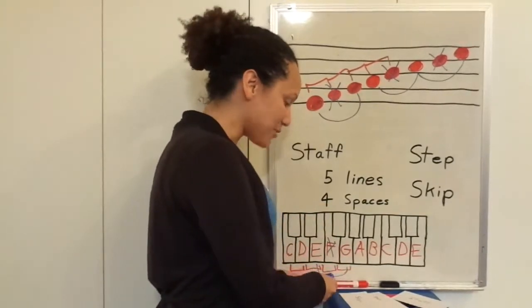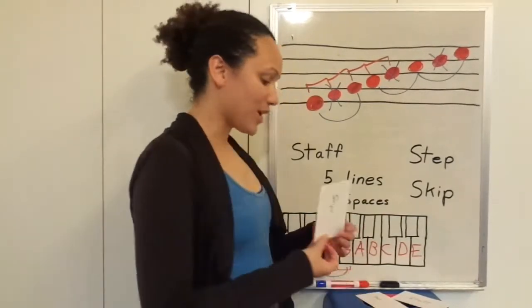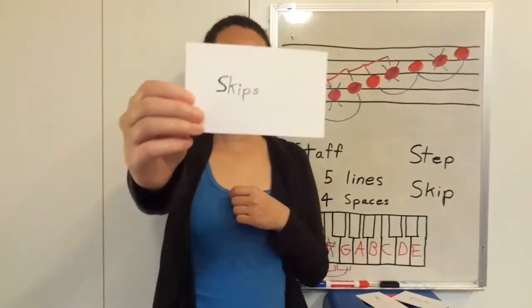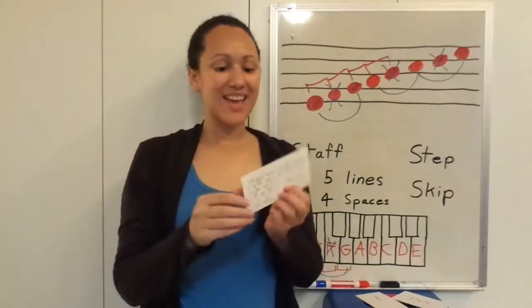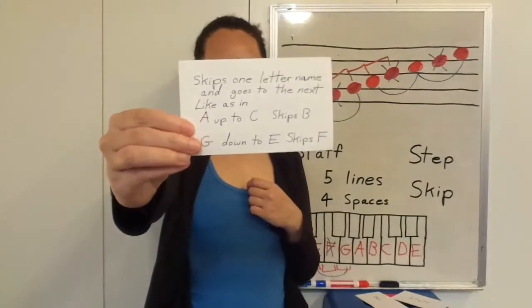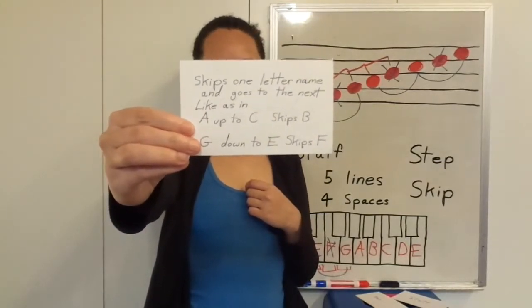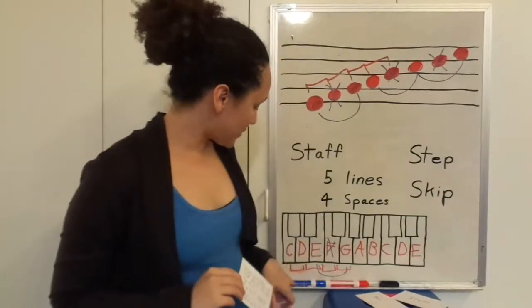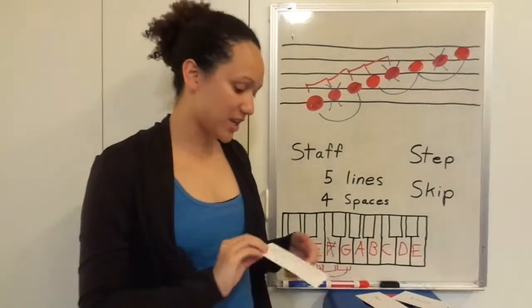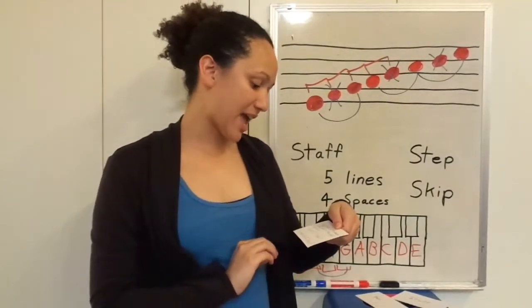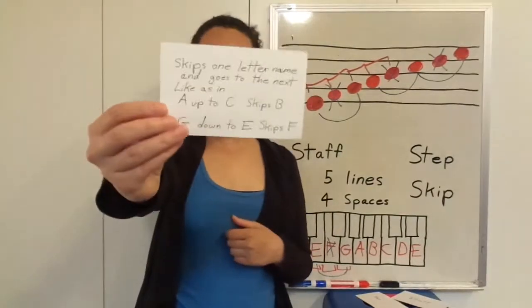Go ahead and take out flashcards. On one, write a skip, and then write the definition. Skips one letter name, as in over here, skipping E to G, or I think I put skipping A up to C, which skips the letter B.